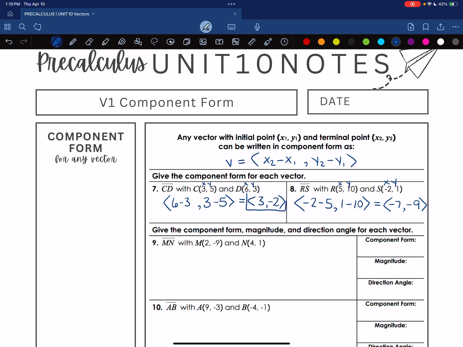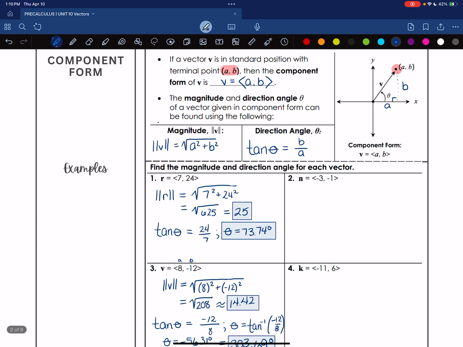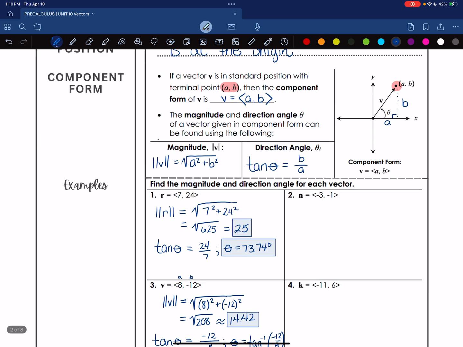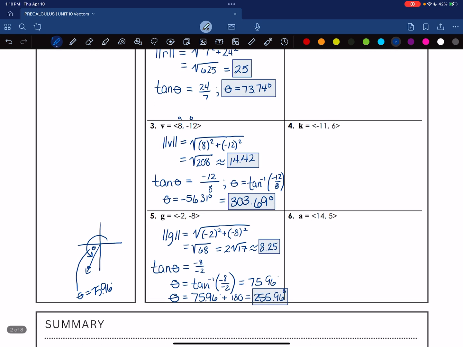So there you all go. We now know how to find the magnitude and direction when our vector is in standard form, and we know how to take any of our vectors and write it in component form, which would allow us, once it's written in component form, to find magnitude and the direction angle.